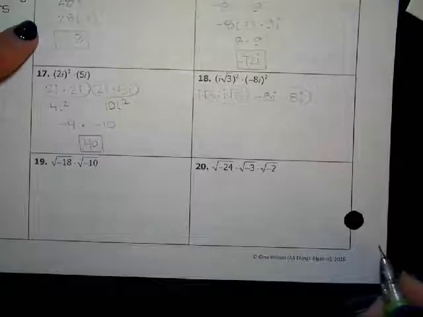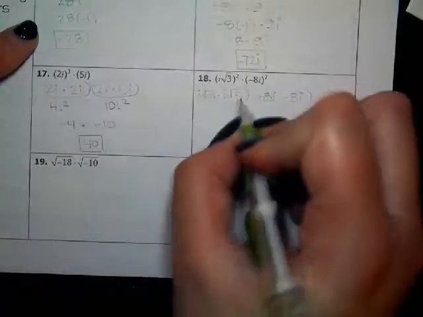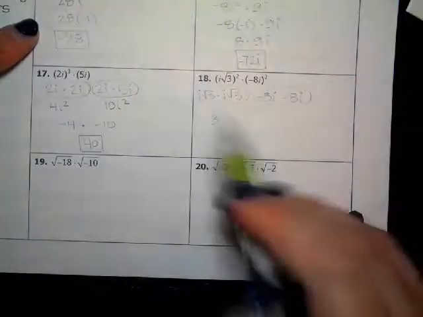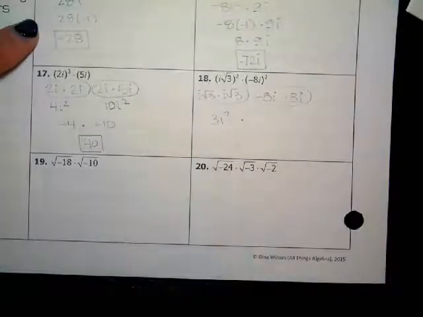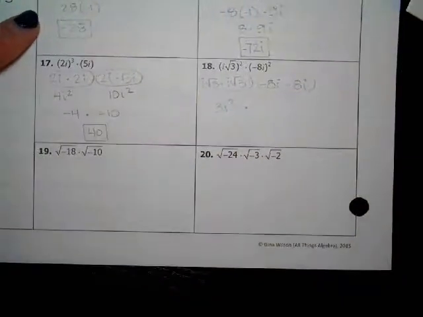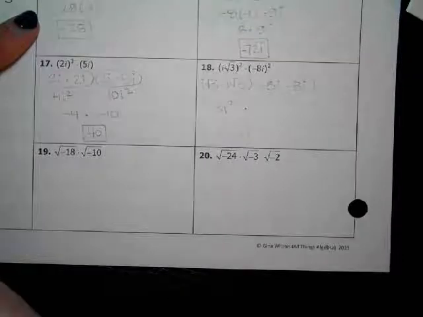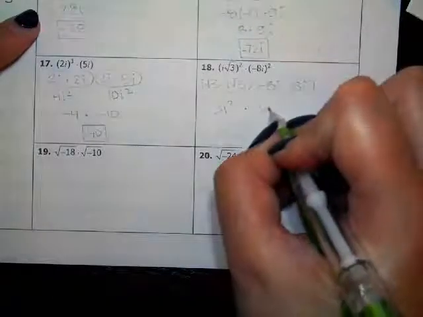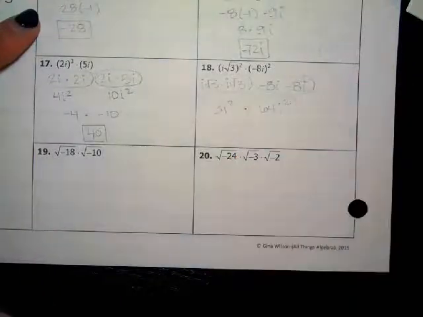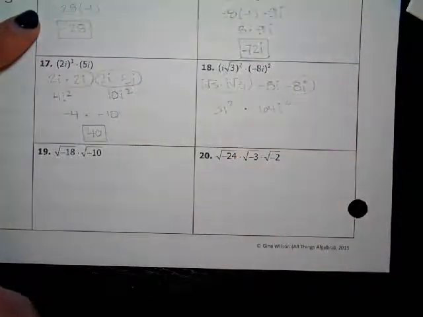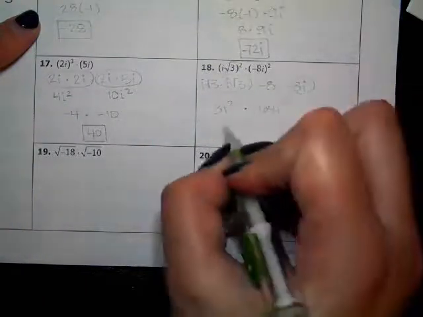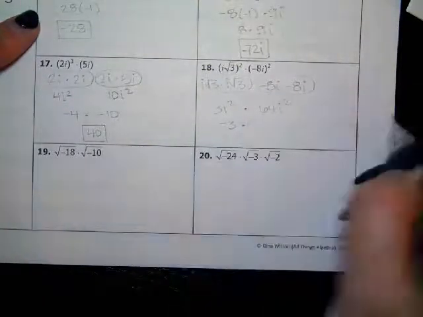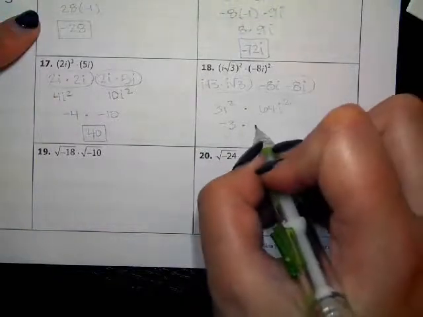And then i times i is i squared, right? Negative 8i times negative 8i is 64i squared. All right, what do the i squareds do? Make the number negative. So 3i squared, 64i squared, and then if we multiply those together, what do we get?